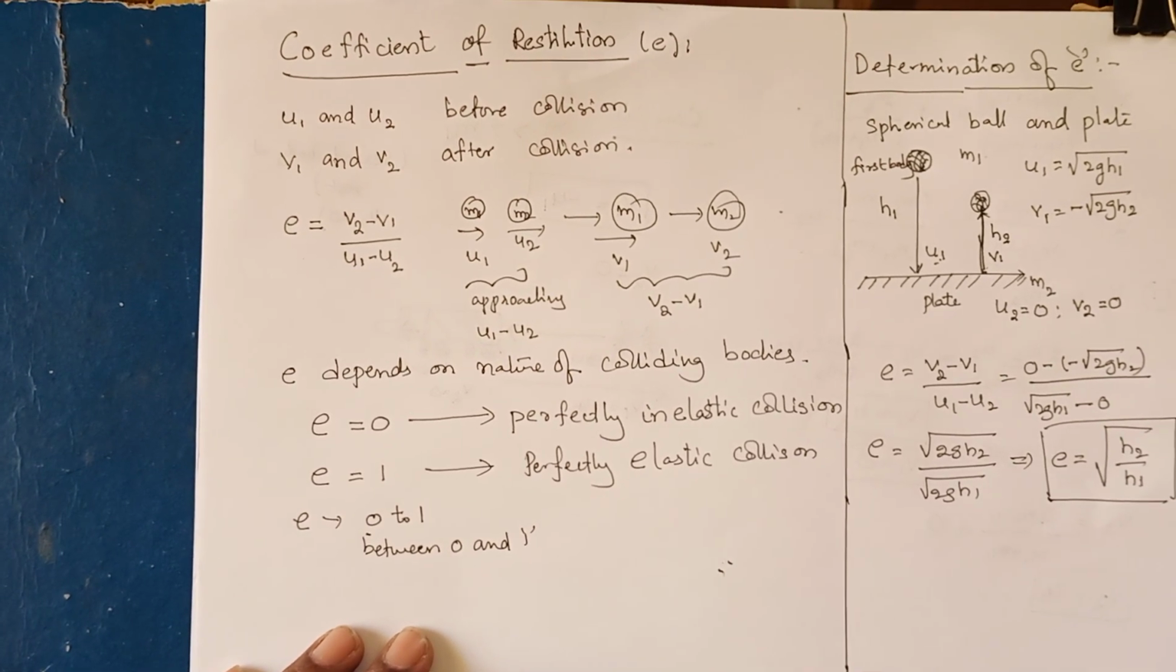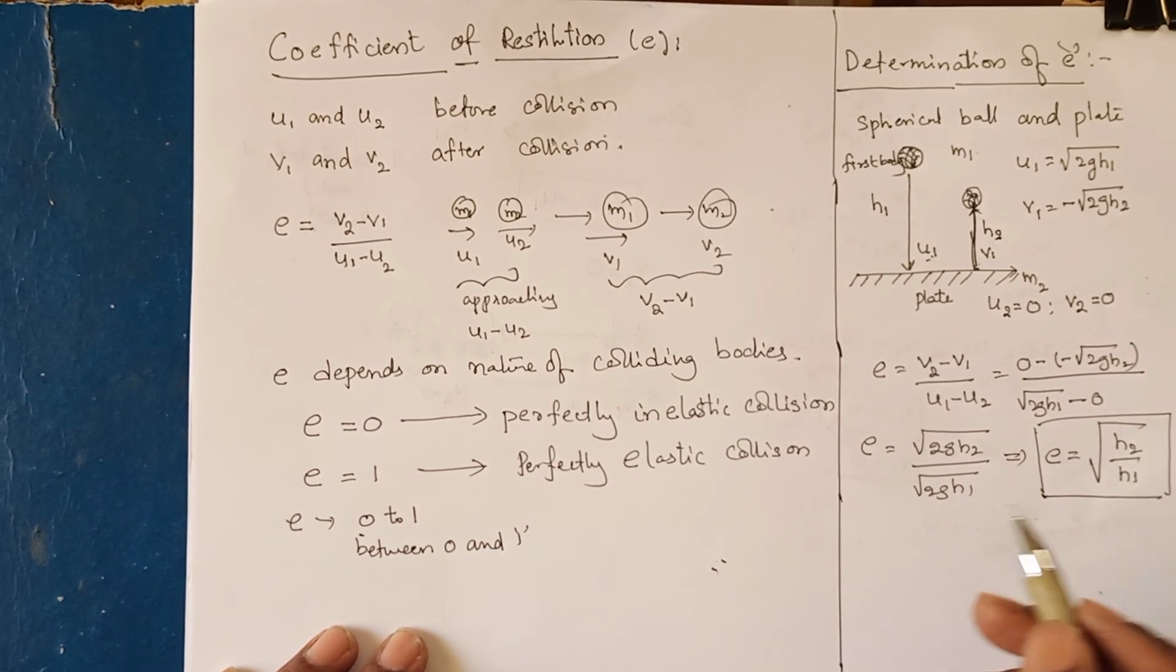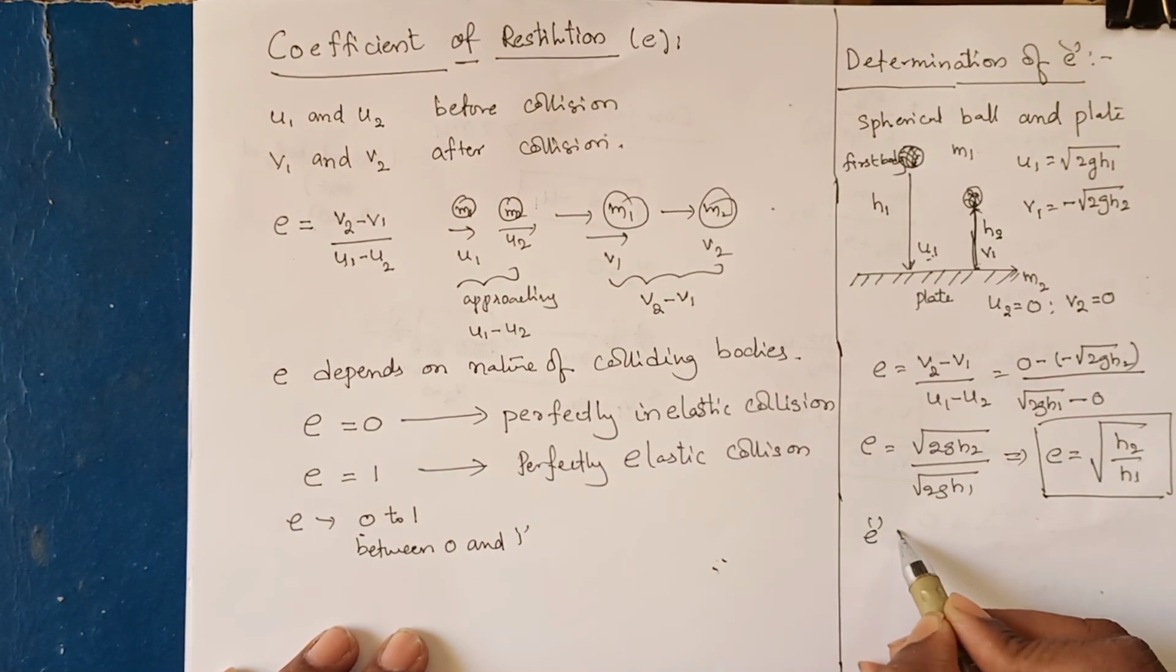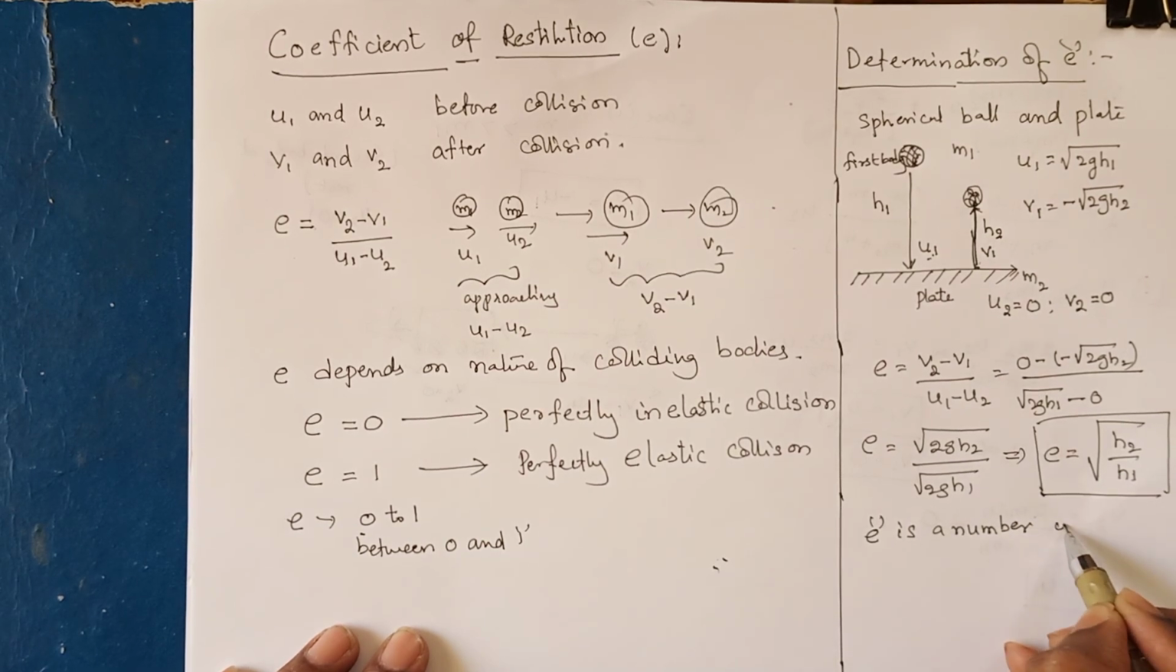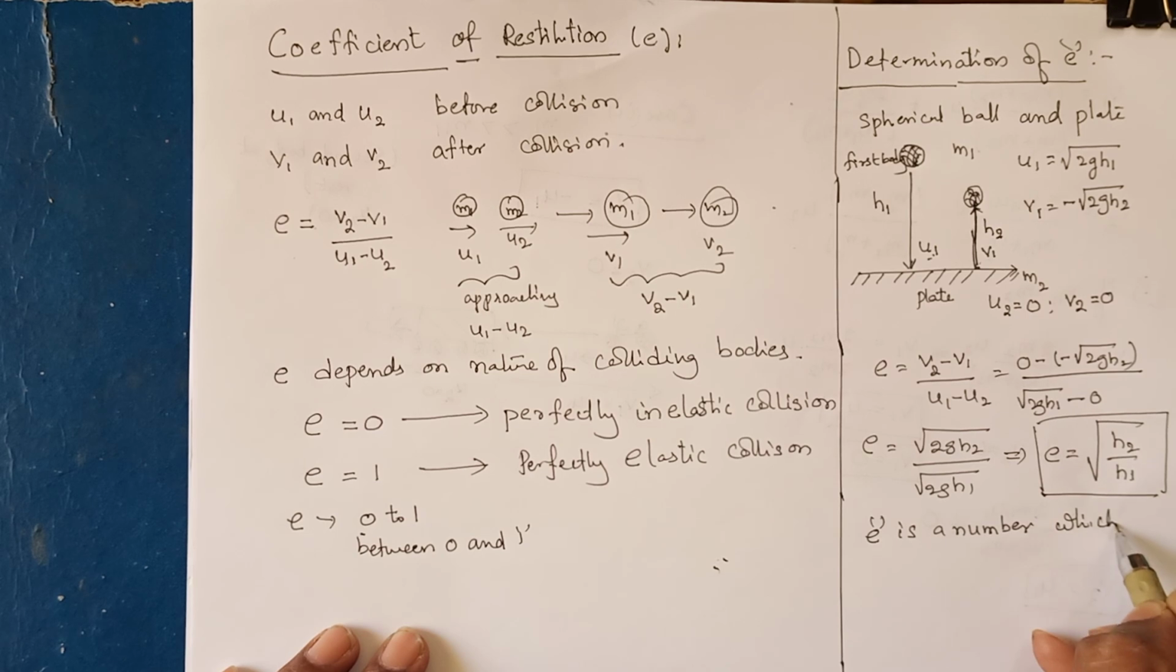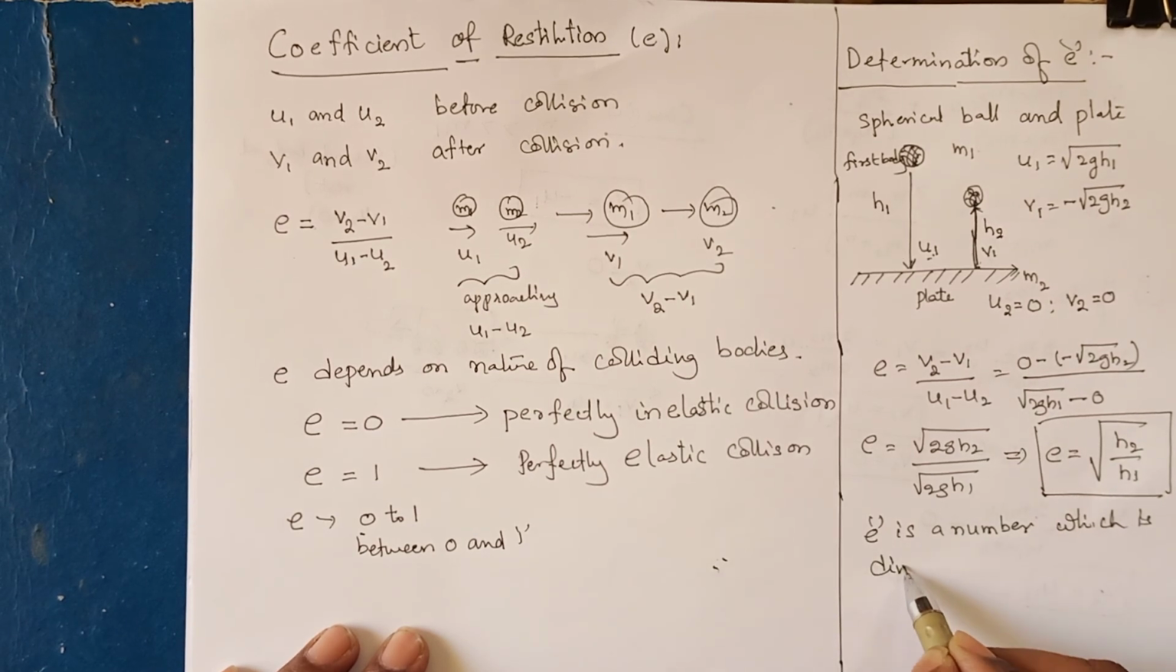Right, next. E is a number which is dimensionless.